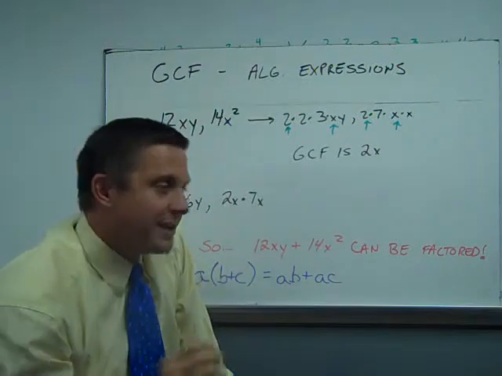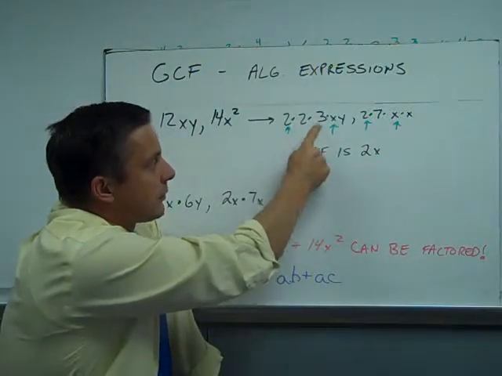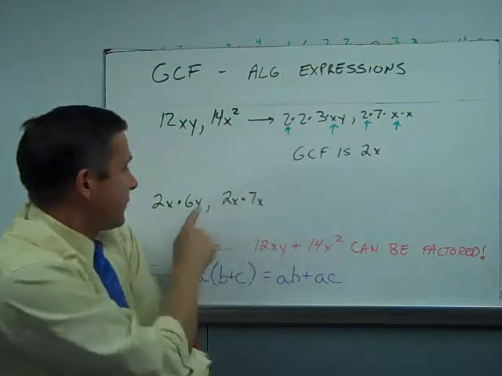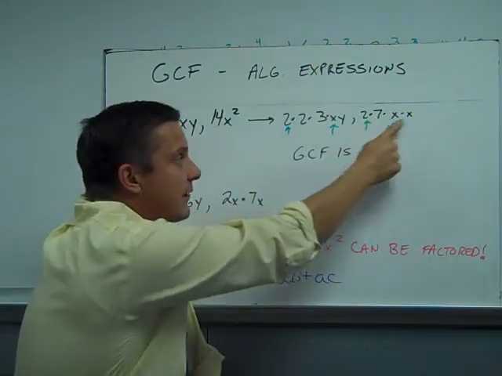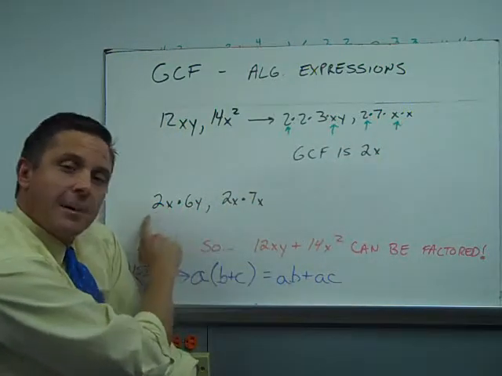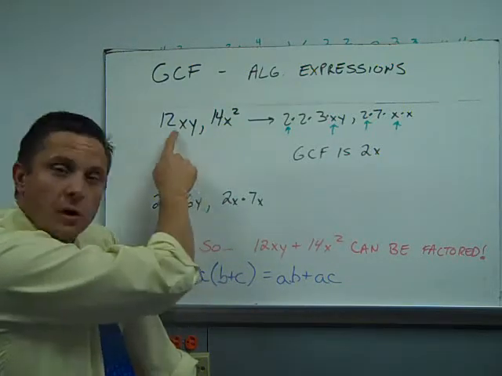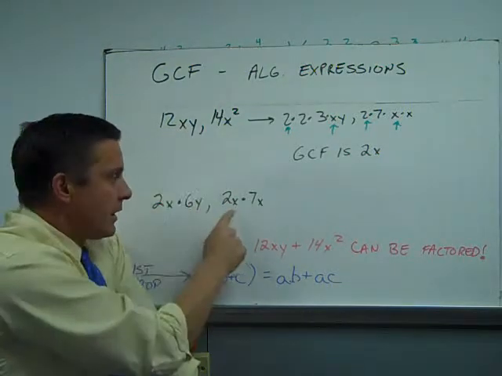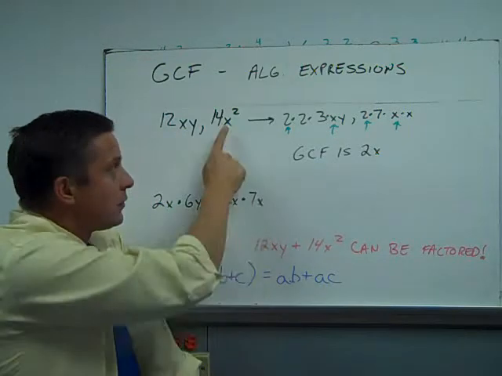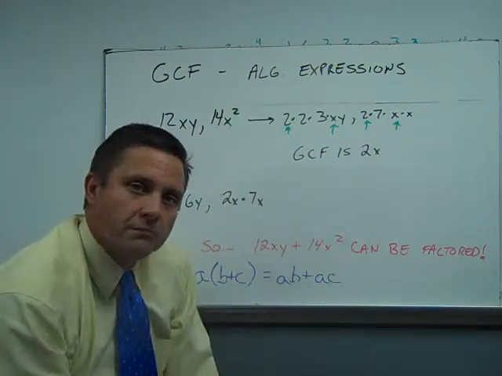To make sure we see what's left, 2 and 3 and y, if you multiply those together, can be written as 6y. 7 and 1x can be written 7x. And the common factor of 2x is here. Is 2x times 6y still 12xy? Yep. Is 2x times 7x still 14x squared? Yes, again.